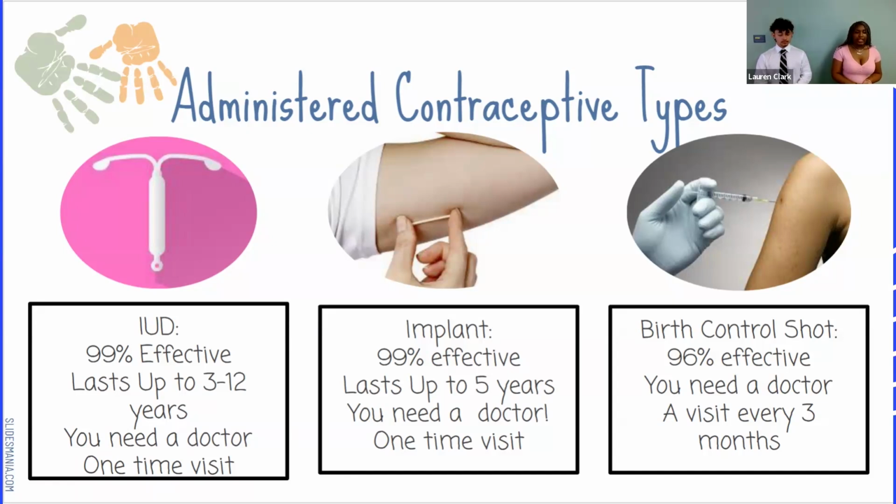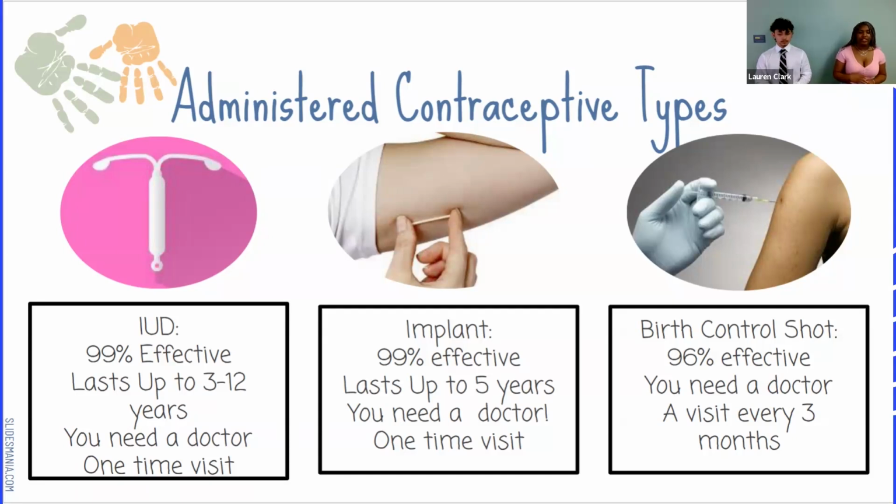The next example is an implant, also 99% effective. A popular one is called Nexplanon. It is advertised very widely and commonly. Also long-term, lasts up to 5 years. Again, one-time doctor visit, which is very important for people with different types of disabilities.